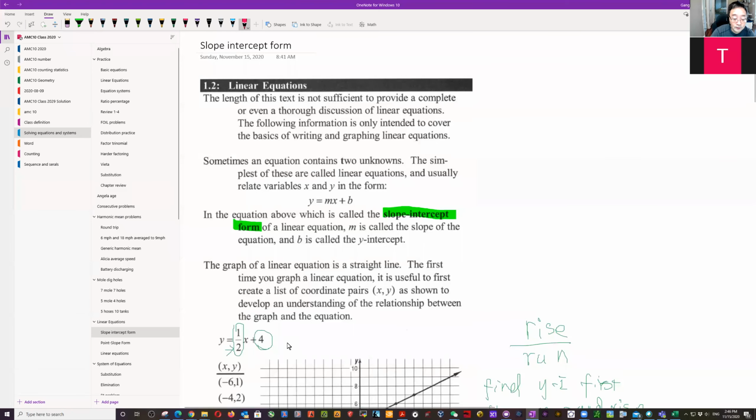There are three forms of the linear equation: the slope-intercept form, the point-slope form, and another one, ax plus by equals c, which is the standard form. You have three forms, and it's fairly easy to transform between them.